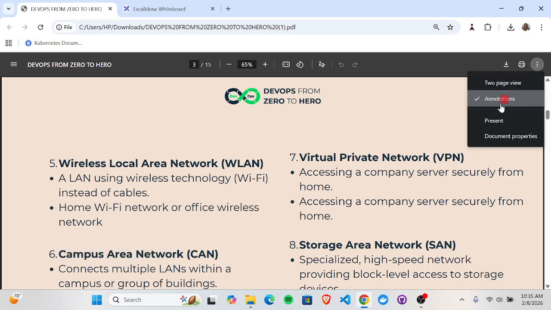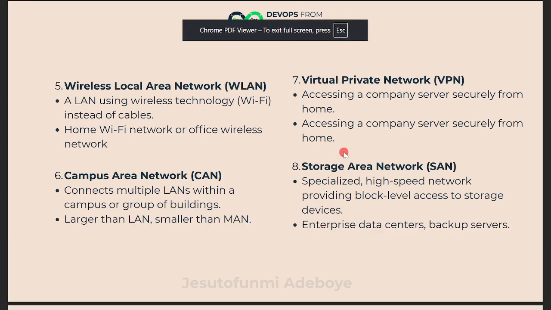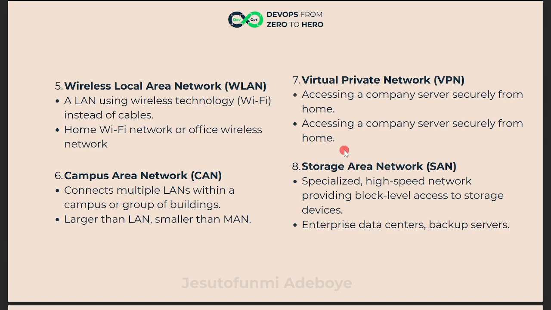All right, so the next one is VPN, that's virtual private network. And when we say virtual private network, it is what? Accessing a company's server securely, right? When you access a company's server securely from home. Are you with me? Accessing a company server securely from home.